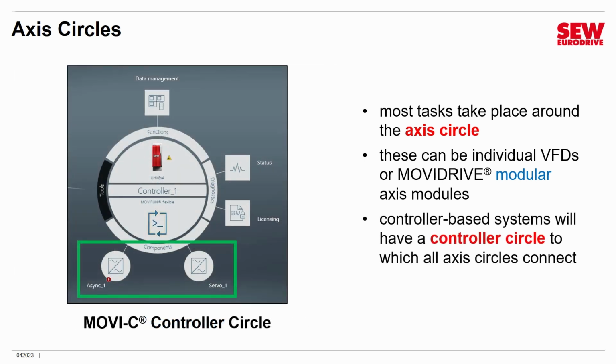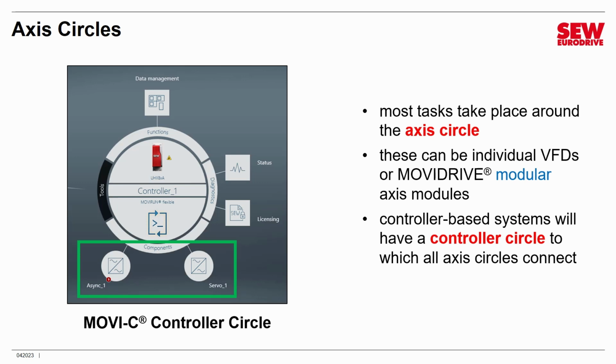Also be aware in a controller-based system, there will be a controller circle, and it's up at a higher level. In fact, if you look down there at the bottom, those are two axis modules connected to the controller. So it's almost like you have the project circle, which leads to the controller circle, and below that are axis circles. So there's kind of a hierarchy, and everything is graphically depicted so you can see the relationships. That's really kind of the neat thing about MOVISUITE. It shows you how all the pieces relate to each other. And in a big, complicated system, that's really nice.